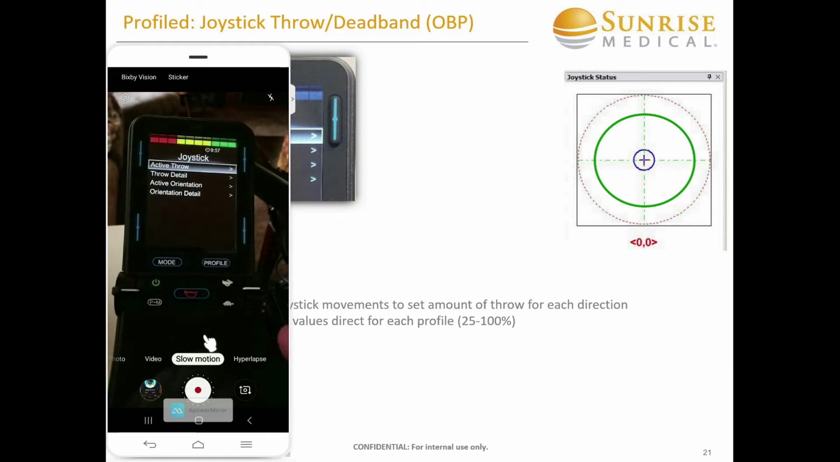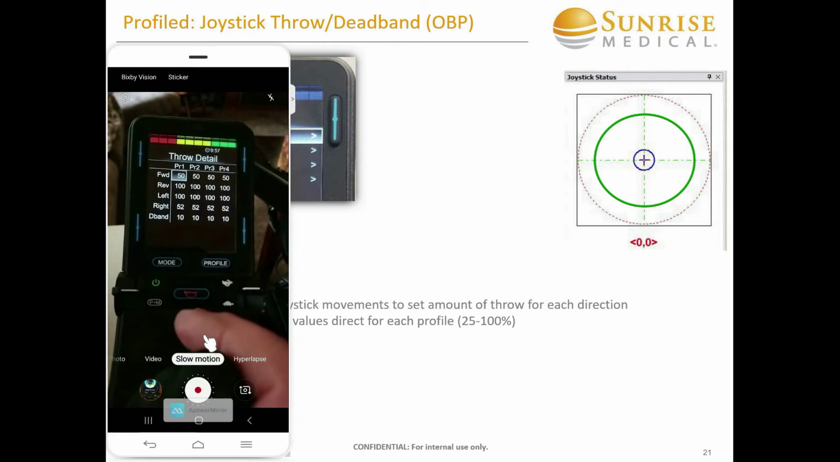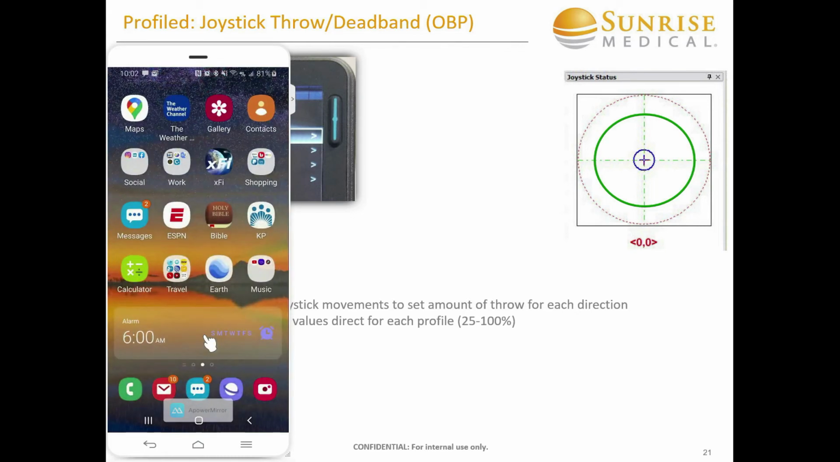Okay. The next thing you have is throw detail. If I go into throw detail, you can actually see here's where I have set those parameters using the active throw. But now you can see it in its parameters itself. Again, the throw detail, just like the orientation detail, is a way for you to actually use the speed up, speed down to make that change.